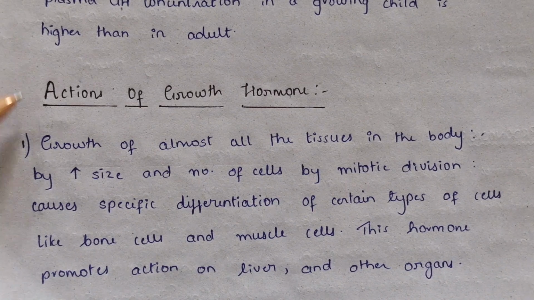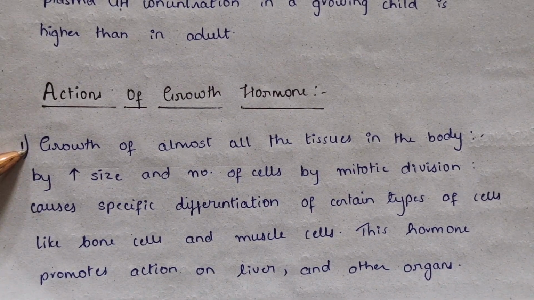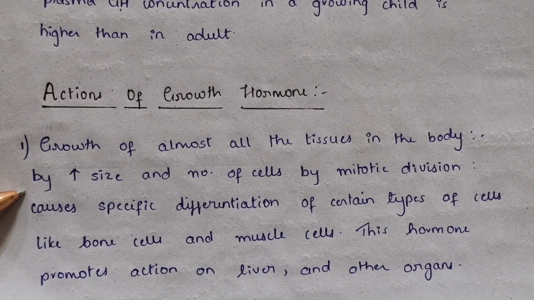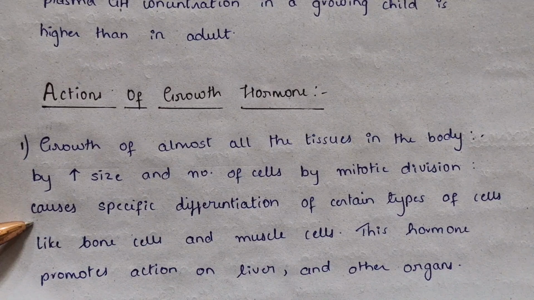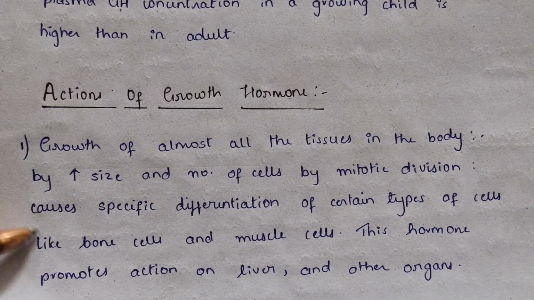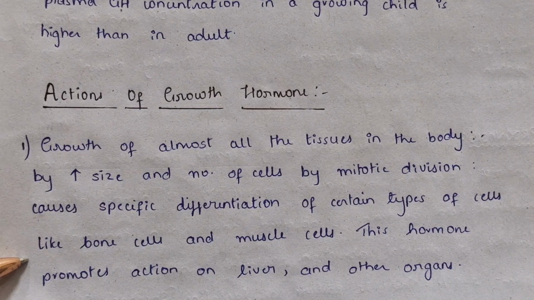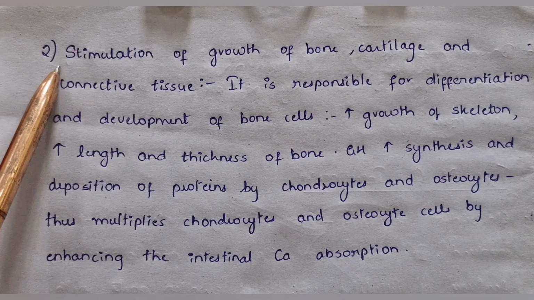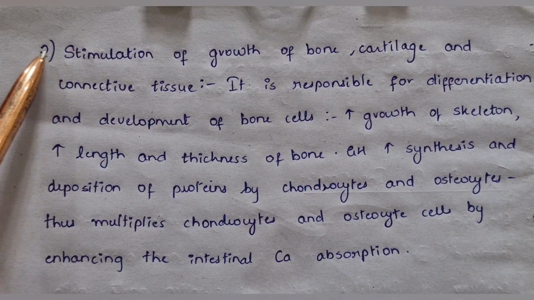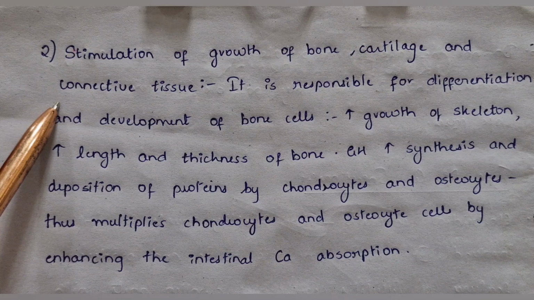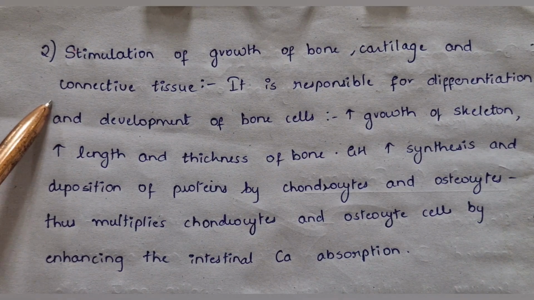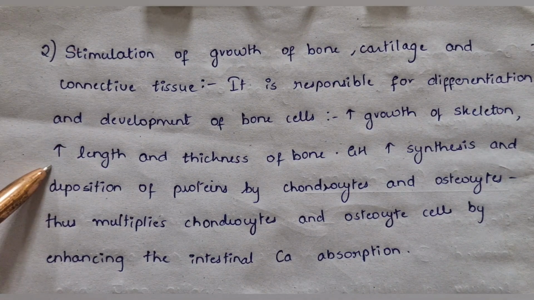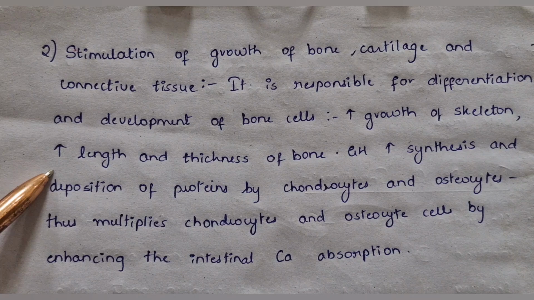Actions of growth hormone. It helps in the growth of almost all the tissues in the body by increasing the size and the number of cells by mitotic division. It causes specific differentiation of certain types of cells like bone cells and muscle cells. This hormone promotes action on the liver and other organs. Secondly, it helps in the stimulation of the growth of the bone, cartilage, and connective tissue. It is responsible for differentiation and development of bone cells. It increases the growth of the skeleton, increases the length and the thickness of the bone.